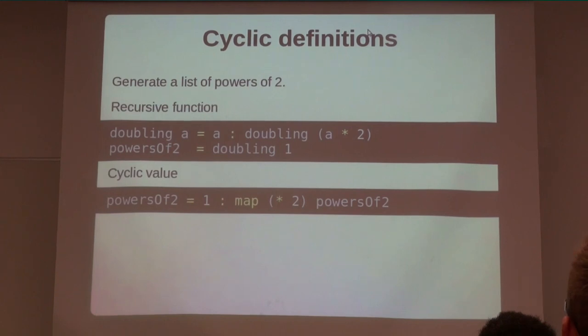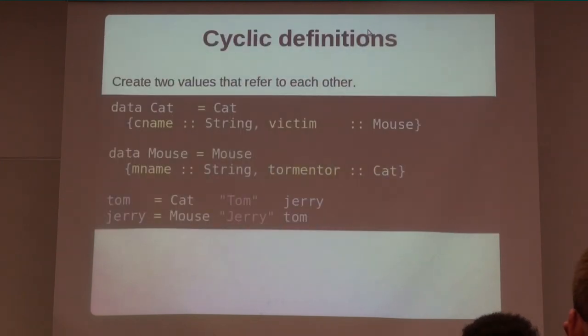Does this kind of make sense? Is that how you'd write it now? And you've probably seen examples of doing a similar thing with the Fibonacci series using memoization. This is a very common example in Haskell. So that's one form of cyclic definitions.